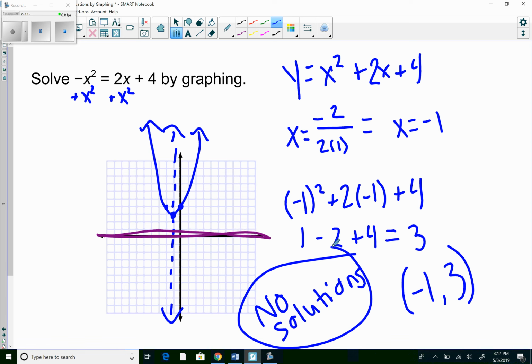Your job is to go ahead and do 1, 2, 3 on the first page of the 9-2 notes, and then 4 through 9 on the second page of the notes.